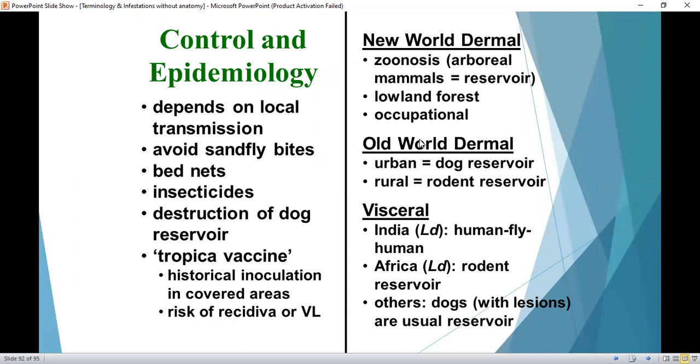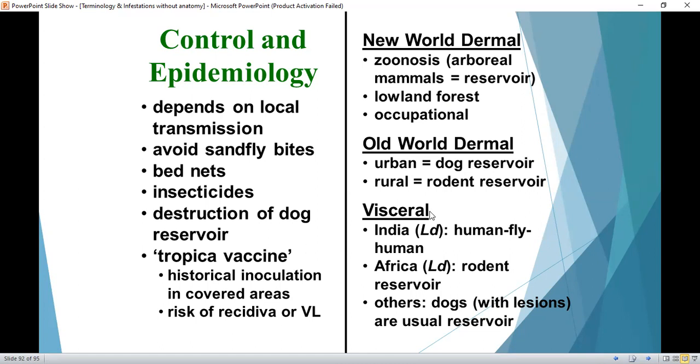Control in epidemiology obviously depends on the local transmission: avoid sandfly bites, bed nets, netting, insecticides, destruction of the dog reservoir, tropica vaccine, as I told you, a local inoculation that the residents do in the covered areas. Then for the New World, zoonotic, arboreal mammals. Arboreal means those mammals that live on trees. They are also reservoirs. Okay, lowland forests, occupational. In the New World urban setting, the dog is the reservoir. In the rural area, rodents are the reservoir.